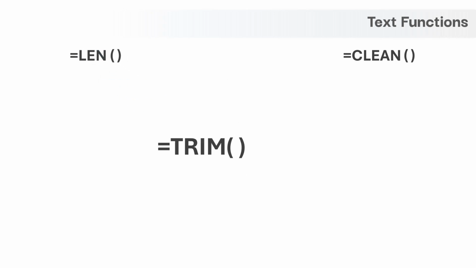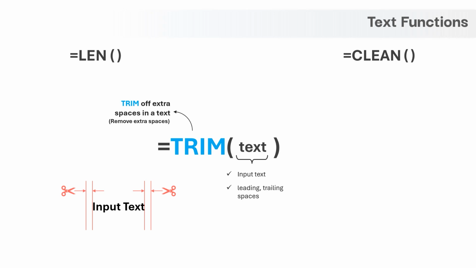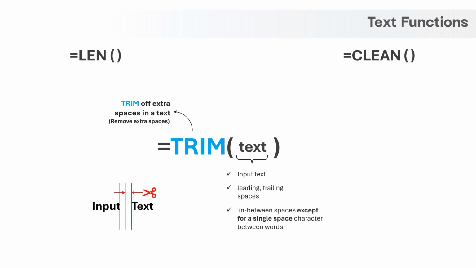Second function is TRIM and it has the same argument, that is text. This function is named TRIM because it is used to trim off extra spaces from the input text, and that's the only argument we have for this function. When we say it trims off extra spaces, those are basically leading and trailing spaces in the input text, and it also removes double spaces between the words and retains only a single space as a standard format.